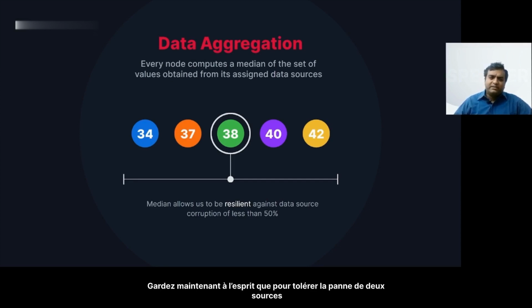Now bear in mind that to tolerate failure of 2 data sources, it's okay to listen to only 5 data sources when we assume that the connection between the data source and node is most of the time reliable. If we want to have an asynchrony assumption of communication between data source and node, then we are required to listen to 7 data sources. So 5 is needed if our assumption is synchronous, and that's what we assume here, that from data source to node, the communication is bounded synchronous.